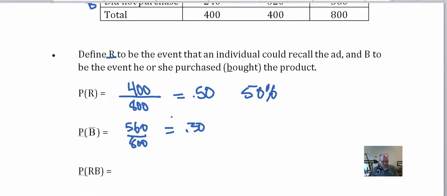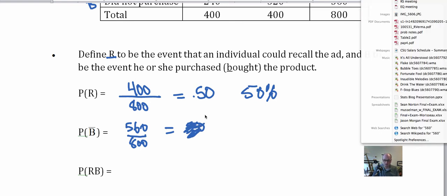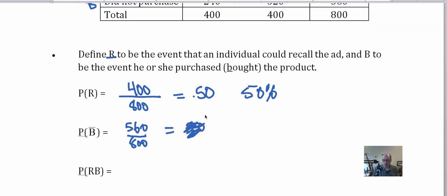All right, sorry. I had some older notes here that had something else instead of B prime. But that's okay. So this is not 30%. It's 560 divided by 800, which is 70%. That's right. 0.70, 70%.